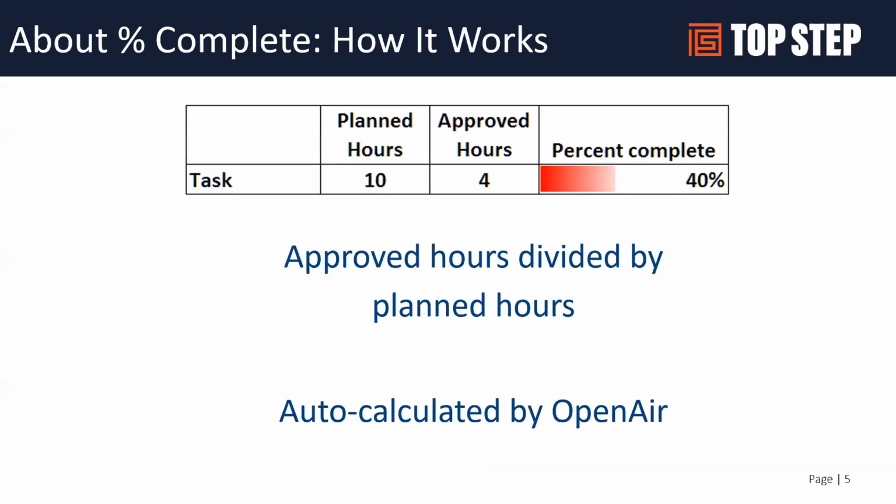So let's go to the basics. How does it work at a very basic level? Within a task, you can have planned hours. The planned hours can be at the task level. It could also be at the assignment level. As hours are entered, the system will calculate percent complete for each task. Out of the box, it's configured generally to just do approved hours divided by planned hours, and that's an auto calculation by OpenAir out of the box.